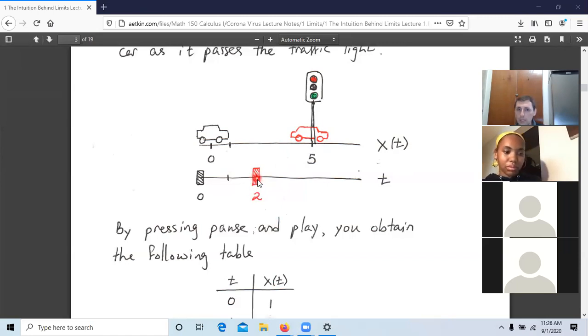And what would you do with this time? You see, I'm pointing to it, right? If I pause at 2, the car is passing the traffic light. What do I want to do next to figure out what's the speedometer showing?